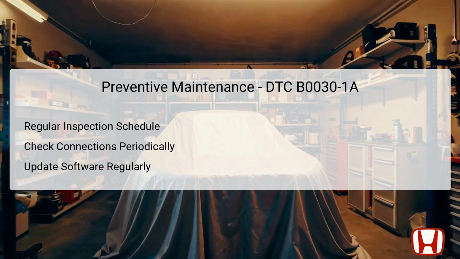Preventive maintenance plays a vital role in ensuring the longevity and functionality of the vehicle's airbag system. Establishing a regular inspection schedule specifically for the airbag system components, including wiring and connectors, should be part of standard maintenance practices. Conducting periodic checks for corrosion, loose connections, or physical damage can help mitigate issues before they escalate into serious problems.